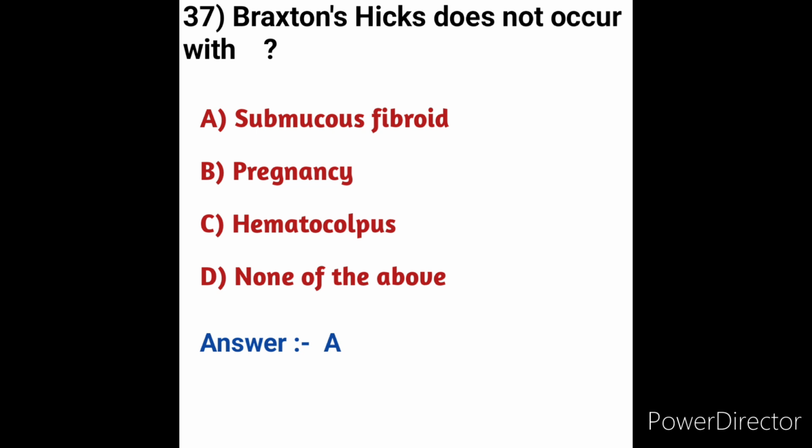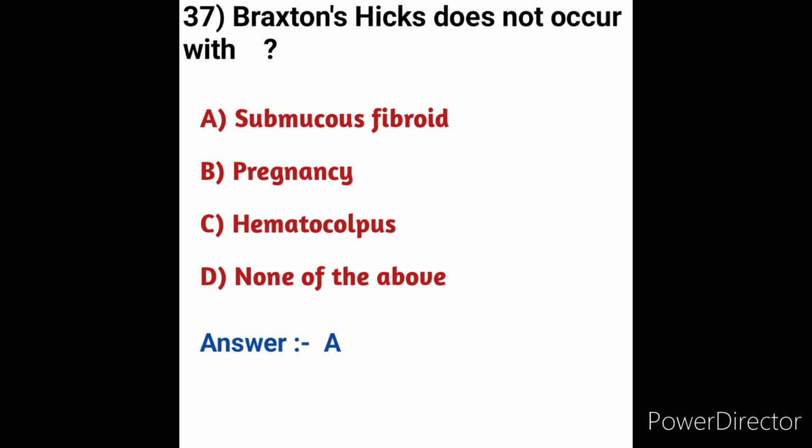Braxton Hicks does not occur with, options. Option A, submucous fibroid. Option B, pregnancy. Option C, hematocolpus. Option D, none of the above. Here, what is Braxton Hicks? Braxton Hicks is also called false labor pains or prodromal pains.